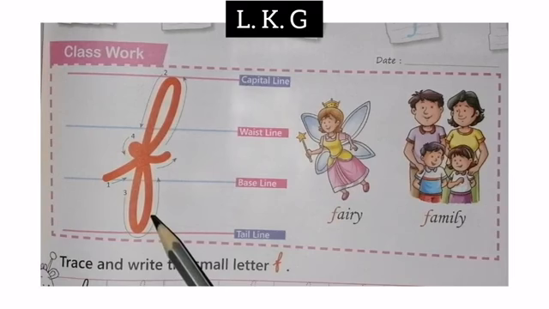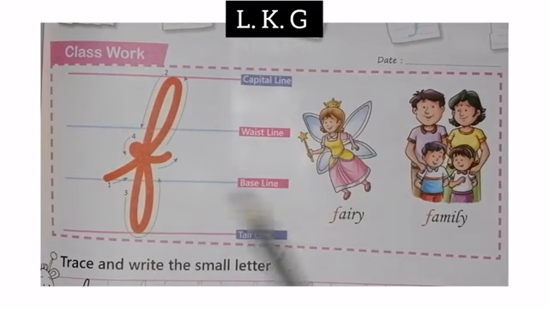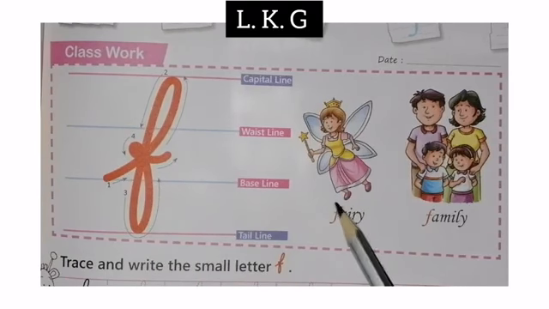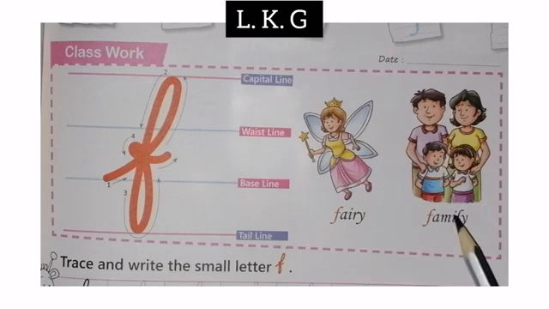F. F for fish. F for fairy. F for family. Okay. F for fish. F for fairy. F for family.